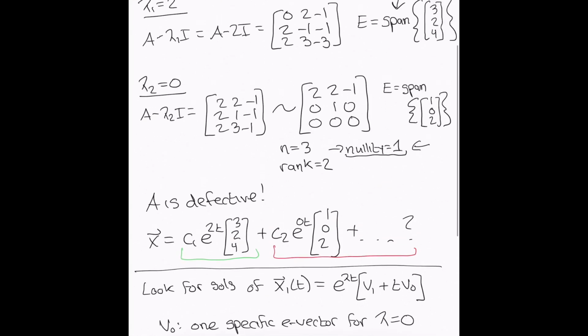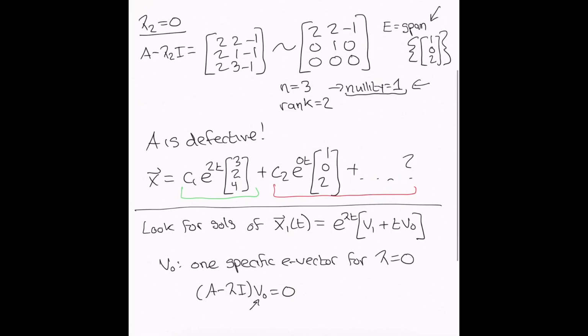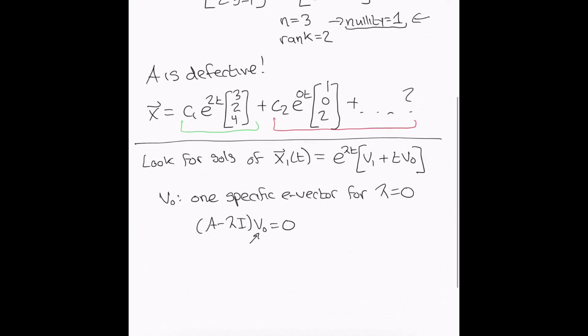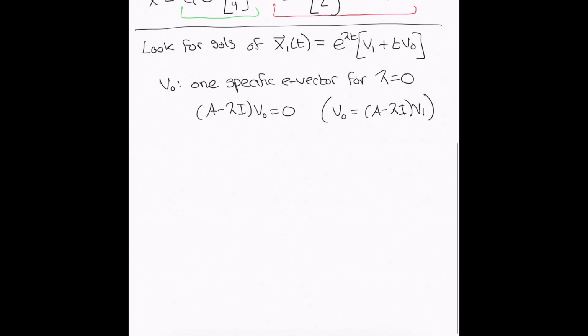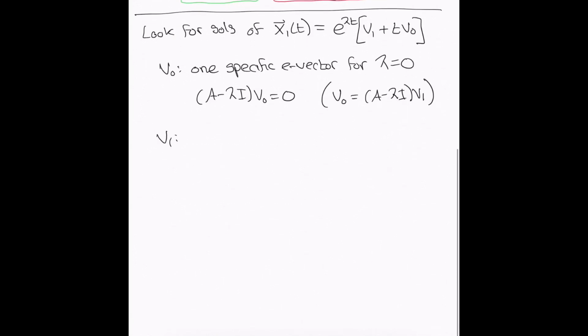So we have all of our v naughts coming from a span of these vectors. And it's kind of telling us that we need to pick a particular one. So how do we figure out what v naught is going to be? Well, we use this equation here, that v naught is going to be A minus lambda I times v1. Okay, so that's going to tell us what our specific eigenvector v naught is going to be. But now you might think, what's this v1? How do we find that? So this is where things get a little weird, but v1 is what we call a generalized eigenvector.